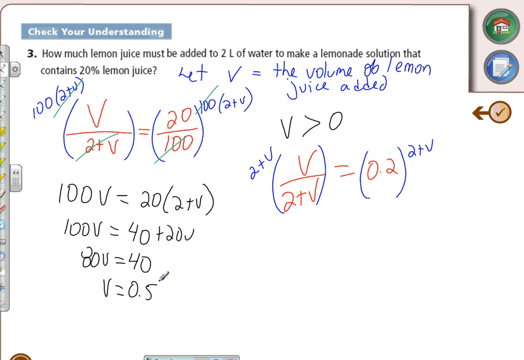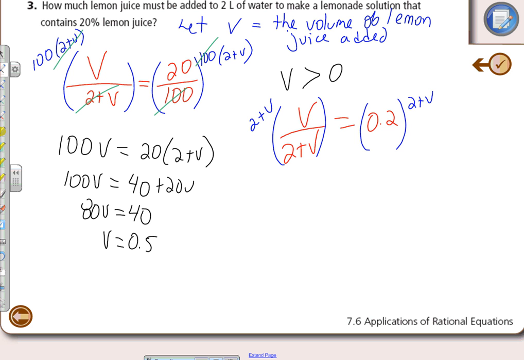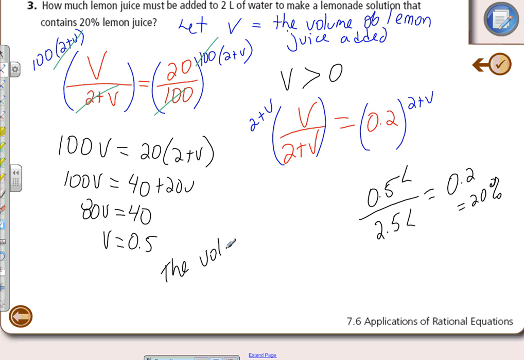Now let's check. Does that make sense? Well, I've got to check if I get a 20% solution. If I put 0.5 liters into 2 liters plus the 0.5, so 2.5 liters, does that give me 20%? Divide them: 0.2. Yep, that's a 20% solution. We're good to go now here. So give your last statement. The volume of lemon juice added is half a liter.